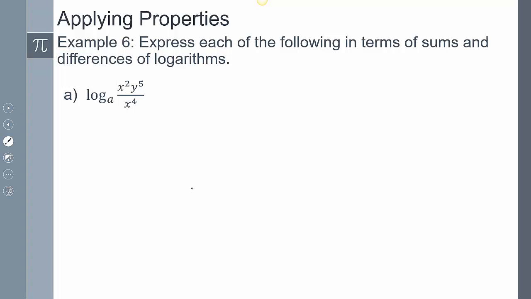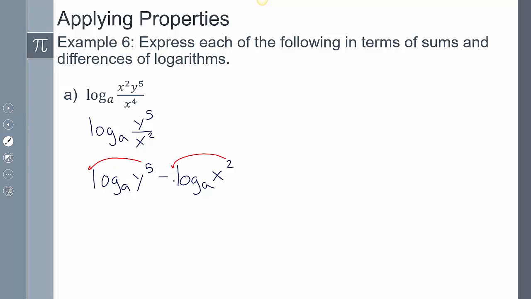For this one, express each of the following in terms of sums and differences of logs. The first thing I can do here is my x squared and my x to the 4th can cancel out. And so now I have y to the 5th over x squared. Now this is going to be my quotient rule, and so I can express that as log base a of y to the 5th minus log base a of x squared. Now I can take those powers and move them to the front. And so I get 5 log base a of y minus 2 log base a of x.